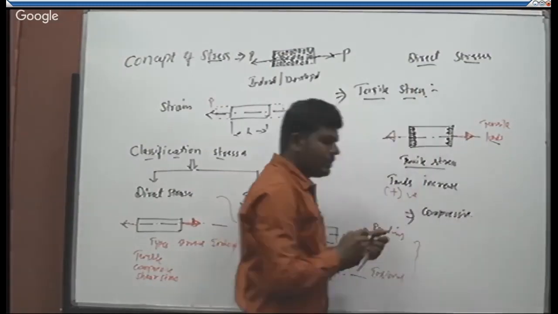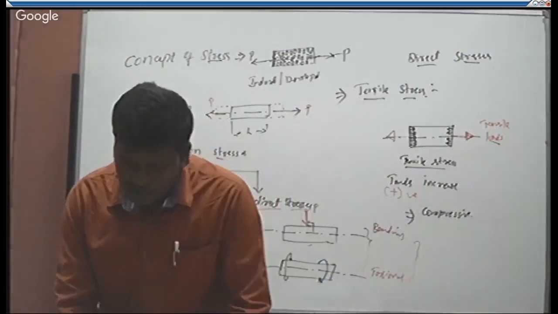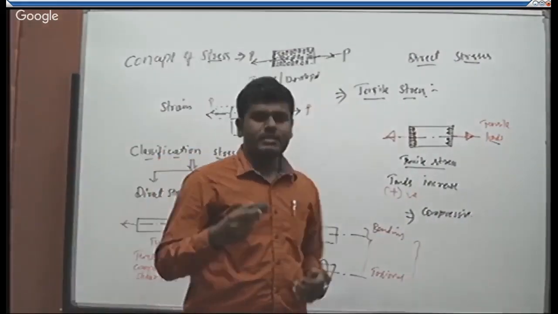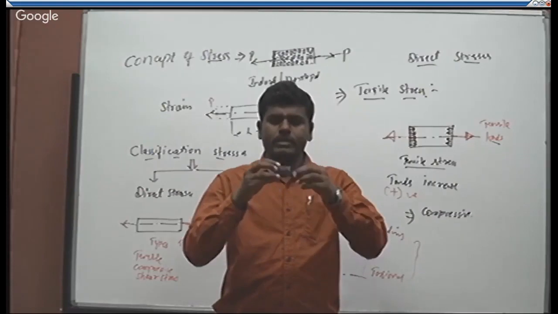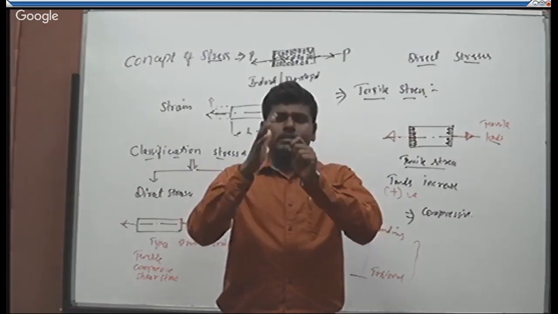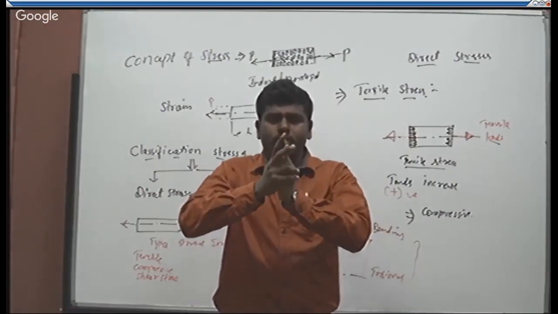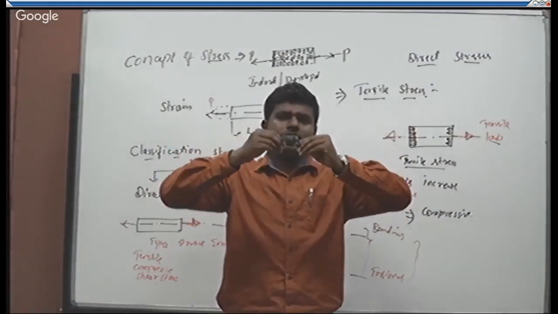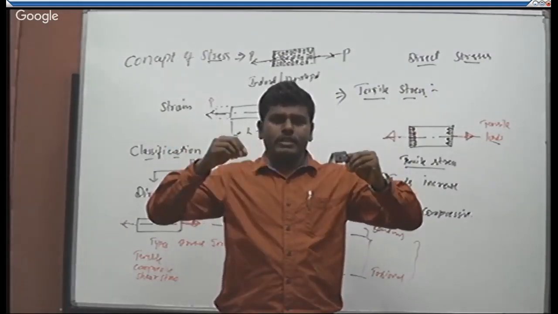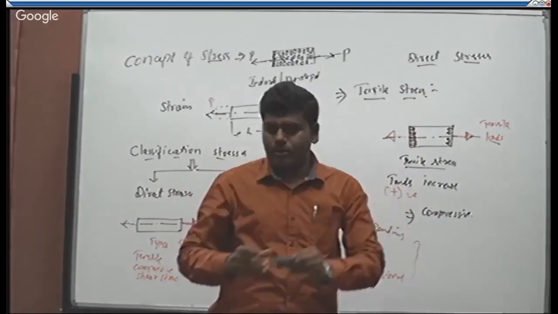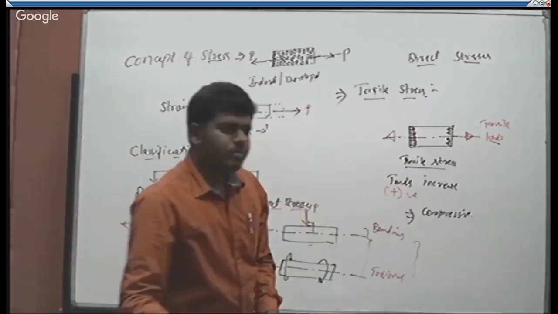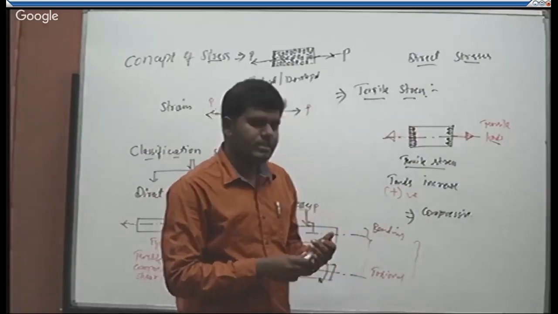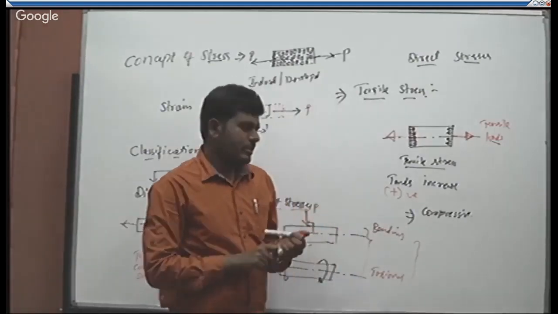Here the direction of force acting is towards the body. Take the same spring member here. Both hands are trying to push this member in this direction. By looking at my hand direction, the loads are acting towards the body, towards the member. The resistance developed in the member against these kinds of loading conditions is called compressive stress.